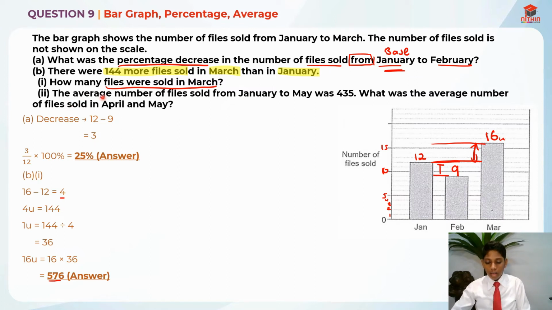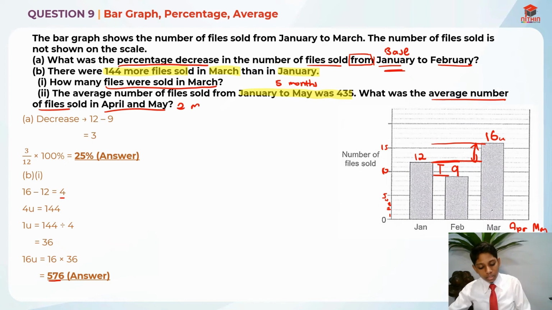Now for part B(ii), the average number of files sold from January to May. Oh, there are new months over here. January to May was 435. So how many months is that? January, February, March, April, and May. Okay, so there are actually 5 months over here. So let me just write April and May over here. So what was the average number of files sold in April and May? So the average in 2 months.